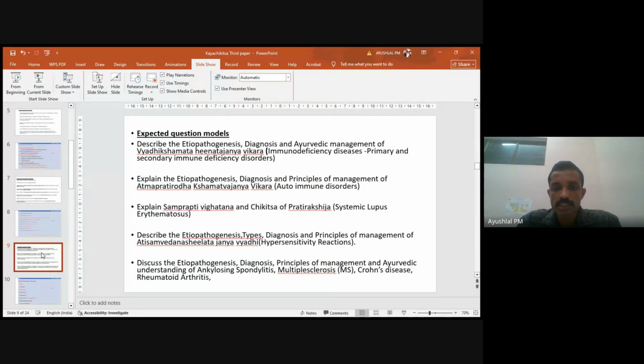Then hypersensitivity reactions. This is called Atisamvedanashilata Janya Vyadhi. Hypersensitivity reactions. So different allergy conditions come under hypersensitivity reactions. And some of the musculoskeletal conditions, ankylosing spondylitis, multiple sclerosis, Crohn's disease which is gastrointestinal, rheumatoid arthritis, all come under autoimmune conditions.